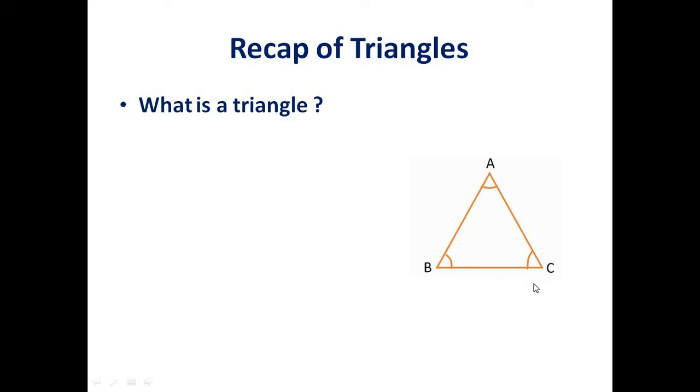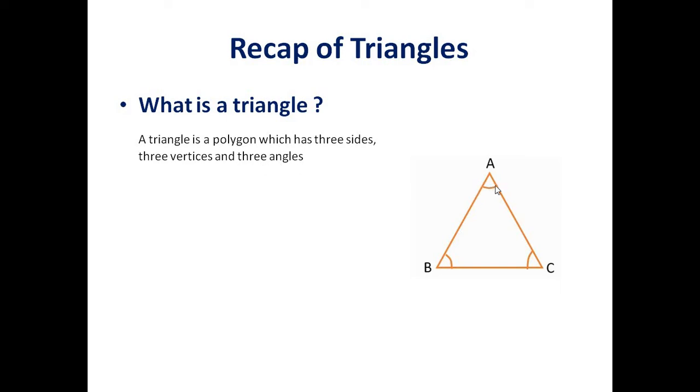ABC is a triangle. You can say a triangle is formed by three line segments, that is AB, BC and AC. Or else you can say a triangle is a polygon which has three sides. What are the three sides? AB is one side, BC is another side, AC is the next side. Three sides are there and three vertices. What are all those? A, B, C. Three vertices and three angles.